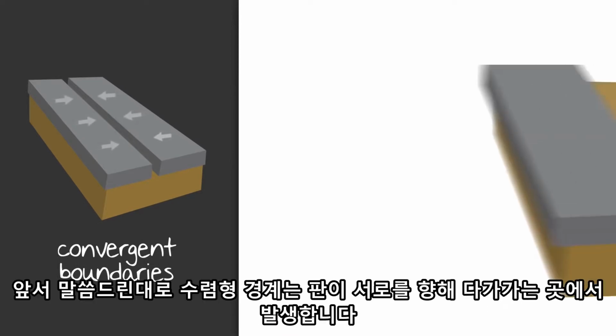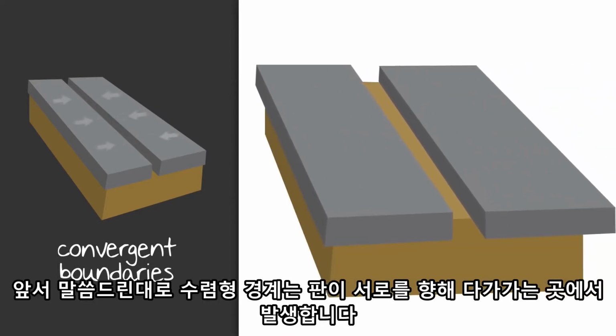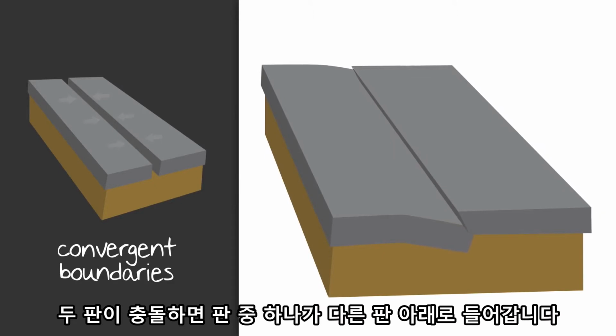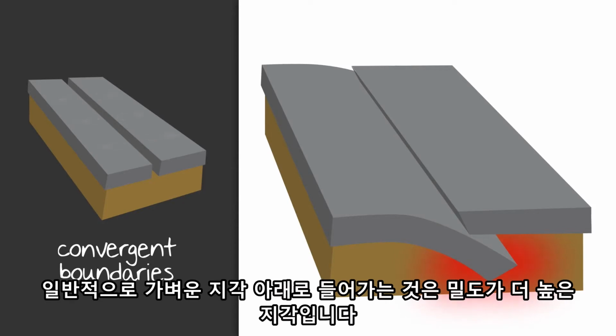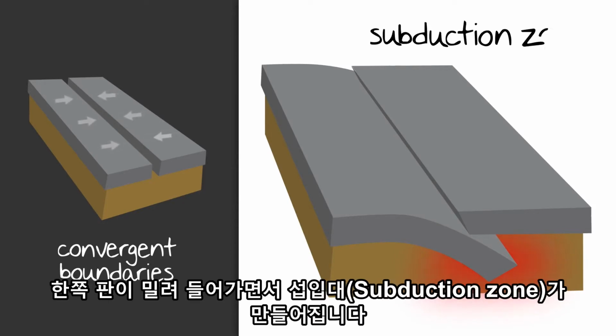As we said, convergent boundaries are when plates are moving towards one another. When the two plates collide, a couple of things can happen. One of the plates will dive under the other plate. It's usually the heavier, denser crust that dives under the lighter crust. This creates what is called a subduction zone.